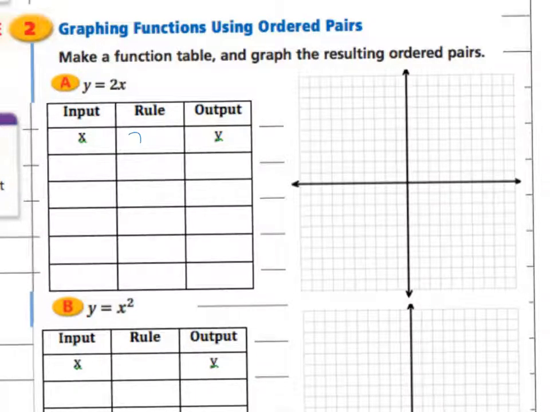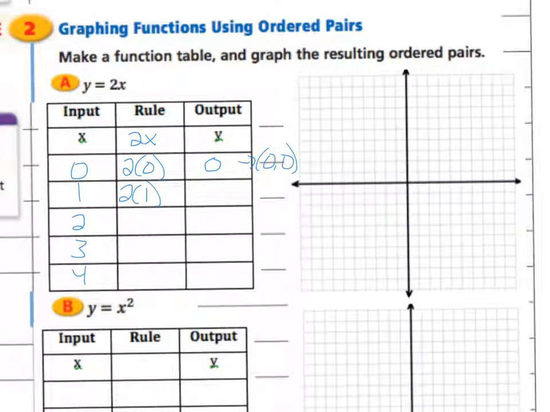So my rule is 2 multiplied by x. So I'm going to put some numbers here, 0, 1, 2, 3, and 4. So when I do 2 and I put in 0 for x, I will get out 0 for y. So this becomes 0, 0. And I can put that on the graph here in a second. This would be 2 multiplied by 1, which is 2. So when I put in 1 for x, I got out 2. Then we have 2 multiplied by 2, which is 4. So when I put in 2 for x, I got out 4.